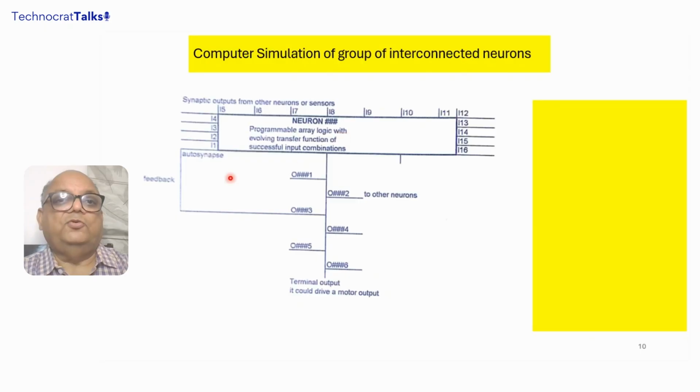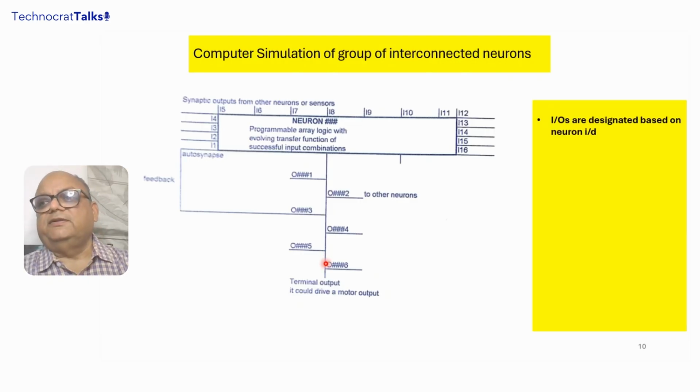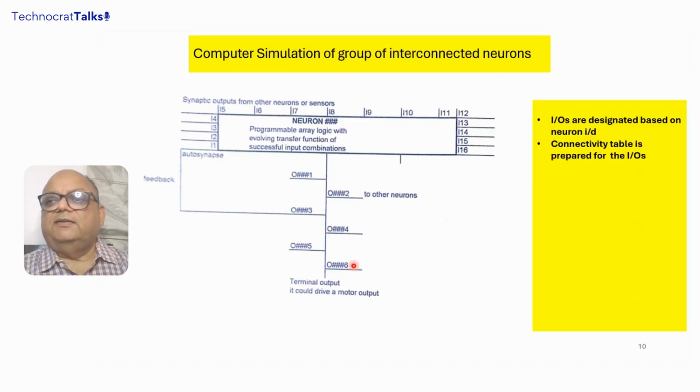We'll talk about it. So this is how the input map and output map is represented. These are the many outputs which are going. They will all carry the action potential, but maybe after different times depending on where they are disposed on the axon length. So IOs are designated based on the neuron ID. You have to give the neuron ID number, and then output, then neuron ID, then the serial number, like that. And then you have to prepare a connectivity table for IOs, that is, which neuron output is connected to which input of which neuron. That's the connectivity table.